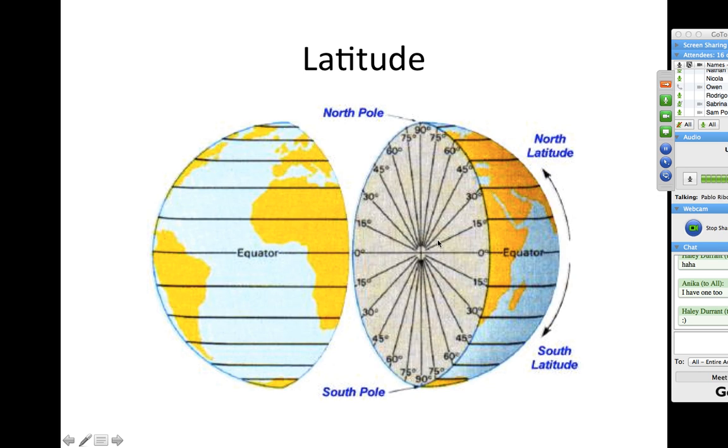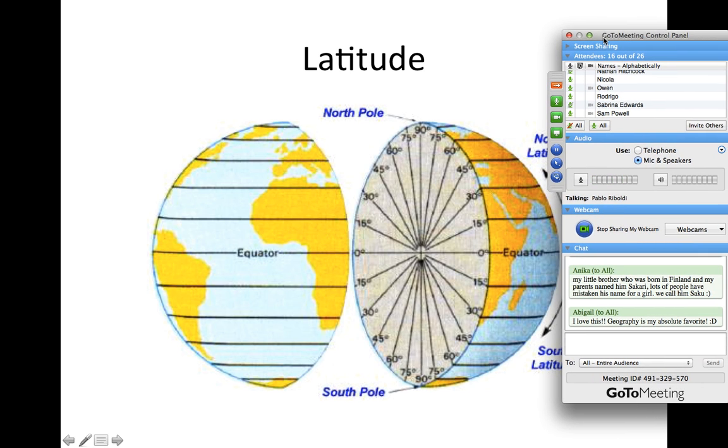So again, here we have another picture that shows that angle. It's basically the angle formed between the equator and the center of the earth and your location on the surface. All right, so let's see.